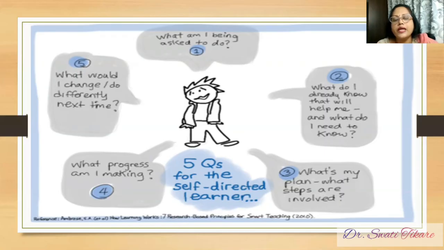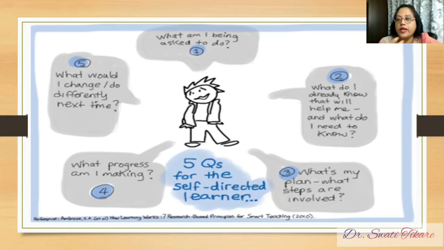Or if I'm going to the lab, I know that hemoglobin is recorded with Sahli's hemoglobinometer. I know what all the things are, but probably what I don't know is maybe the history, how it started. Maybe I don't know the principle. So something more, what I need to know, I try to know that.